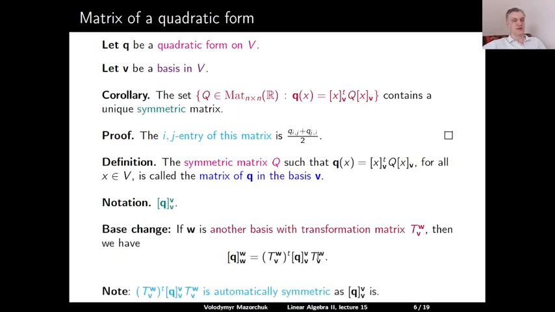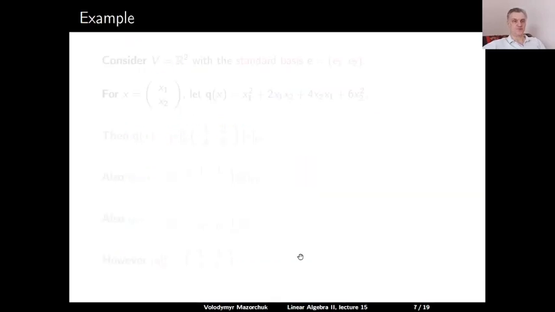And we can note that this expression automatically gives us a symmetric matrix. If we take the transpose of this, we should write the transposes of each factor, but in the reverse order. So the transpose of the transformation matrix and the transformation matrix simply swap places, and when you take the transpose twice, nothing happens, and the middle part is, by assumption, symmetric. So this is the base change formula for quadratic forms.